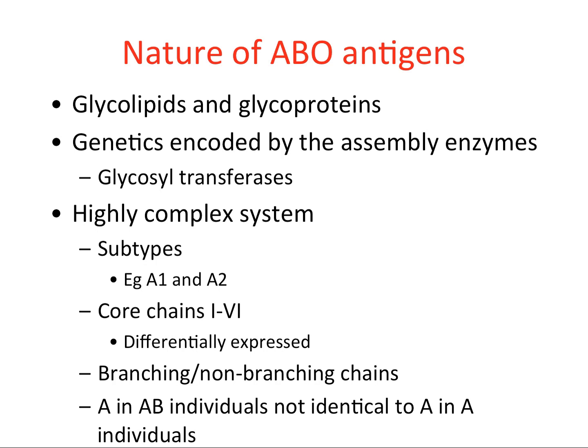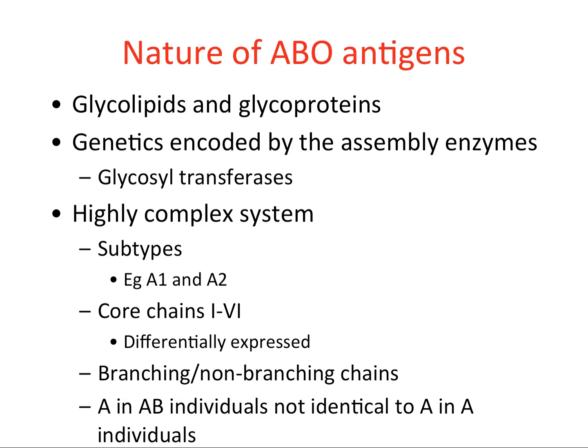So before we talk about measuring anti-A and anti-B, we need to know something about the antigen systems. So ABO or ABH antigens are really very different from HLA because they are carbohydrates, and those carbohydrates can either be in the form of glycolipid bound to a lipid molecule or glycoproteins. And the genetics are quite complicated and are encoded by the assembly enzymes, in other words, the enzymes that build these chains of sugars, and they're known as glycosyl transferases. Now, I can't go into the full detail, but this is a highly complex system.